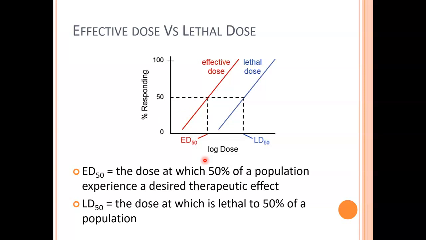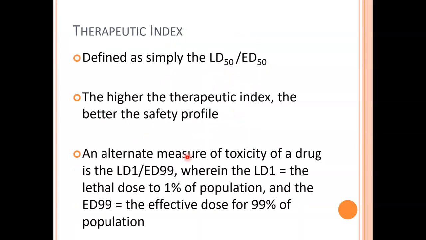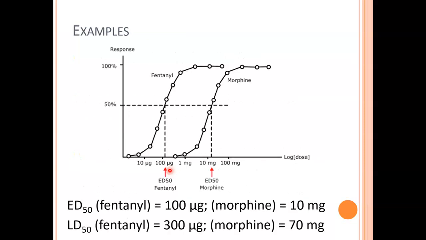But for something like a headache pill, obviously it's not going to look like this. This effective dose would be way down here, and we'd be applying a dosage down here, far away from the lethal and hopefully also the toxic effects. So, an alternate measure of the drug is the LD1, where 1% of the population dies, divided by the ED99, whereby 99% of the population got the positive effect that you were hoping to get out of it.